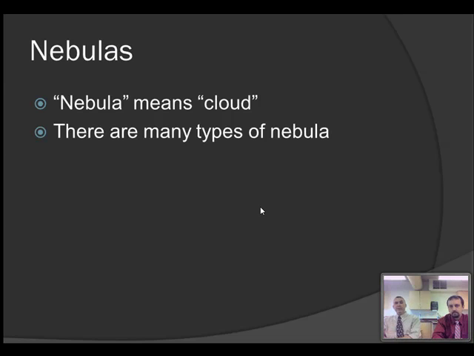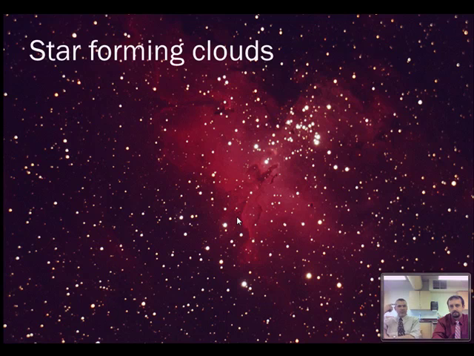There's also these things called nebulas. And nebula means cloud. It's Latin for cloud. And there's many types, so just kind of going through quickly. Ones like this, look at the screen. There are these giant gas clouds, clouds of gas and dust that are collapsing and forming stars.